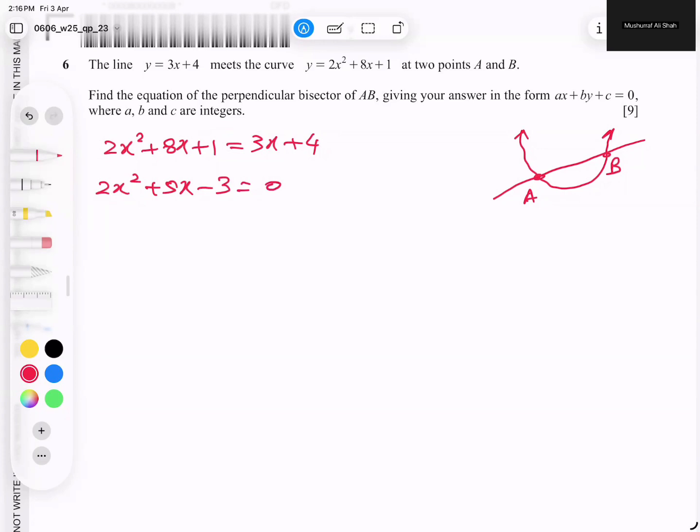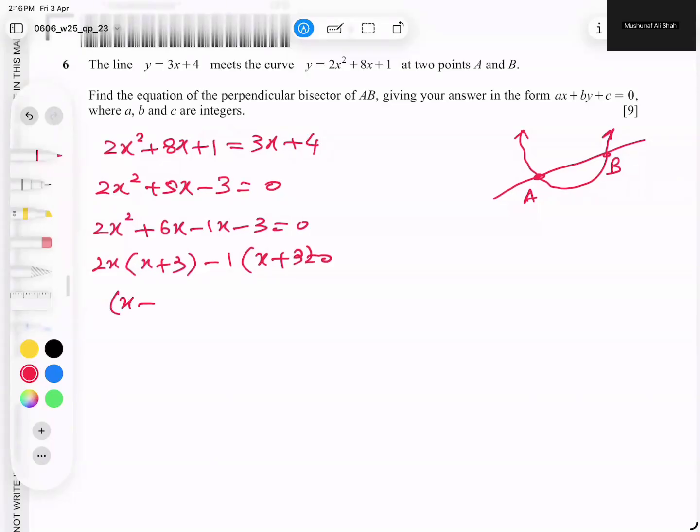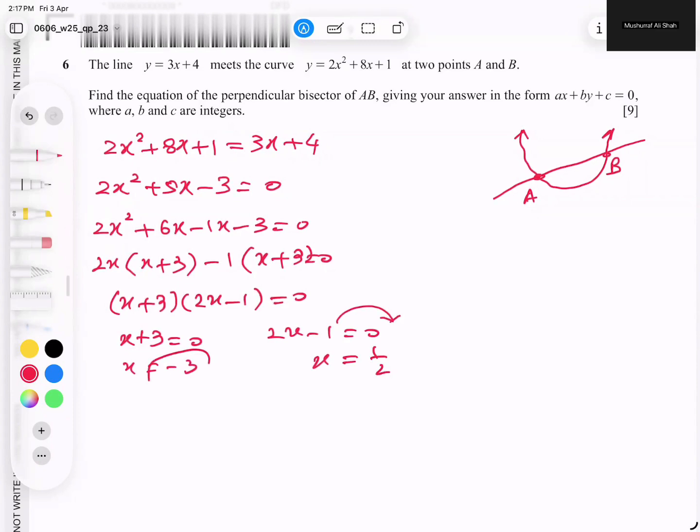3 twos are 6. We can factorize by giving positive 6x and minus 1x and minus 3 equals 0. 2x common, I get x plus 3. From here, minus 1 common, we get x plus 3 equals 0. So x plus 3 and 2x minus 1 equals 0. Two answers: x plus 3 equals 0 or 2x minus 1 equals 0. I got x equals minus 3 and x equals positive 1 over 2.